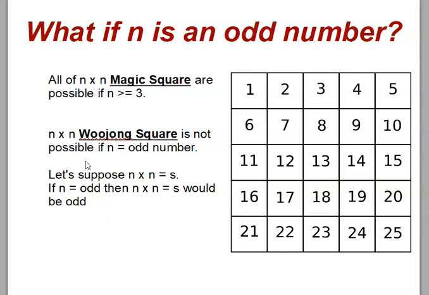One good example, as you can see in the figure, if n is 5, there are numbers from 1 to 25, which is 5 times 5. The amount of odds is 13, and the amount of evens is 12, aka the amount of odds is 1 more than the amount of evens. Importantly, the amount of odds will be 13, which is odd. With these configurations, it is impossible to establish addition equations in all 12 cases of the 5x5 square array because the amount of odds must be even. So Woojong Square cannot exist if n is odd.